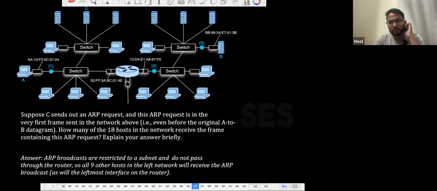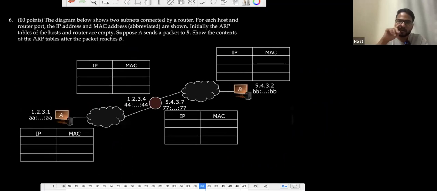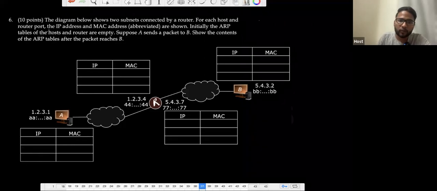Now let's solve this question. The diagram below shows two subnets connected by a router. This is one subnet and this is the router. For each host and router port, the IP address and the MAC address are shown. Initially, the ARP tables of the hosts and the router are empty. ARP table means it has a mapping of IP to MAC. Every device has its ARP table, so that it does not need to do request and reply again and again.